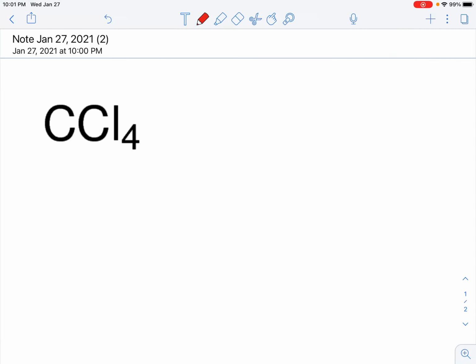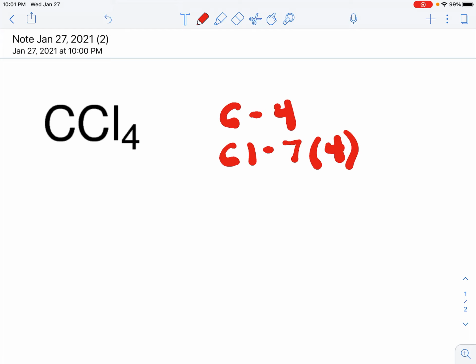So here's my carbon tetrachloride that I'm going to draw the Lewis dot structure of. Carbon has 4 valence electrons. Chlorine has 7 valence electrons. There are 4 of them. So 28 plus 4 gives me 32 total valence electrons.